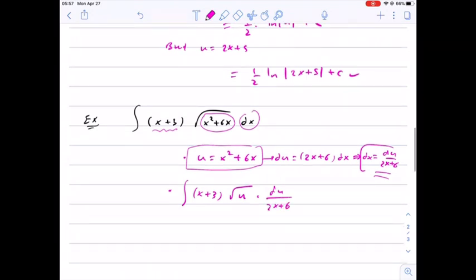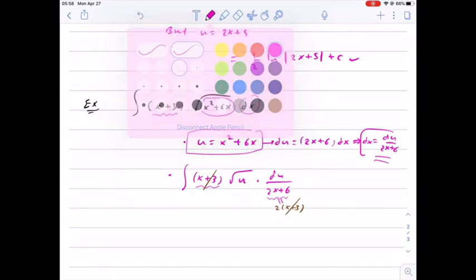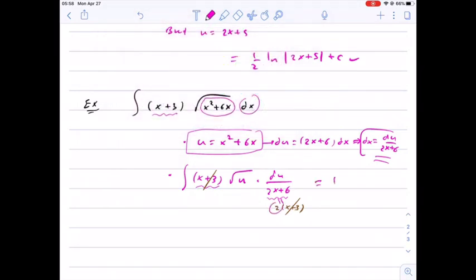Now we need to eliminate all x's. We have 2x plus 6 here and x plus 3. Can we simplify? Yes, because 2x plus 6 can be written as 2 times x plus 3 if we take 2 as a common factor. And then we simplify. We cancel x plus 3 and we get 2 in the denominator, so this is 1/2 times the integral of square root u du.